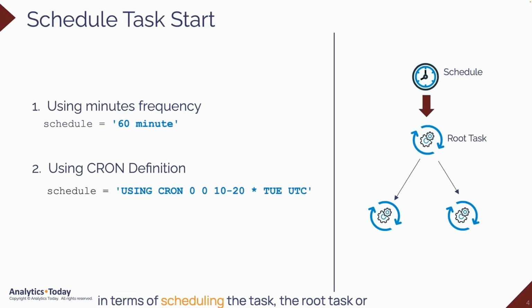In terms of scheduling the task, the root task or the first task in the sequence must be scheduled. And you've got a couple of options. You can give it just simple scheduling like 60 minutes, or you can have quite flexible scheduling using the cron definition, which gives you flexibility of day of the week and years and times.